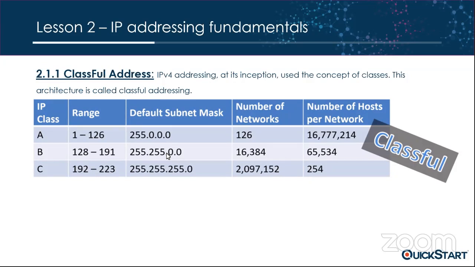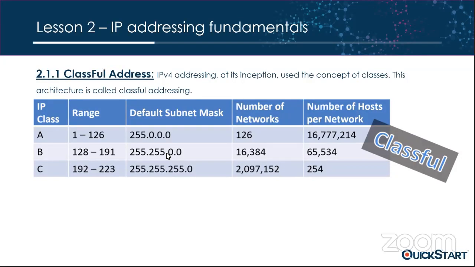Back in the late 1980s, this class range was launched, but Windows still identifies it. If you are going to put an IP in the network card, it still detects the classful address.